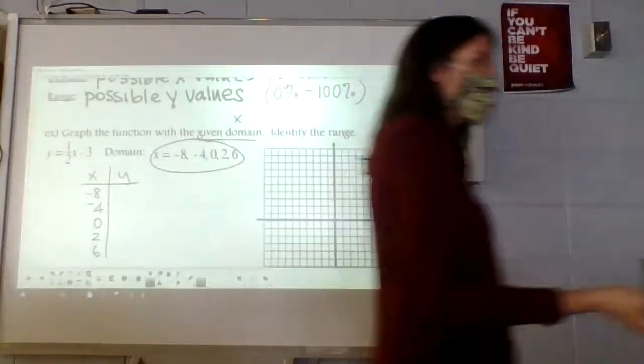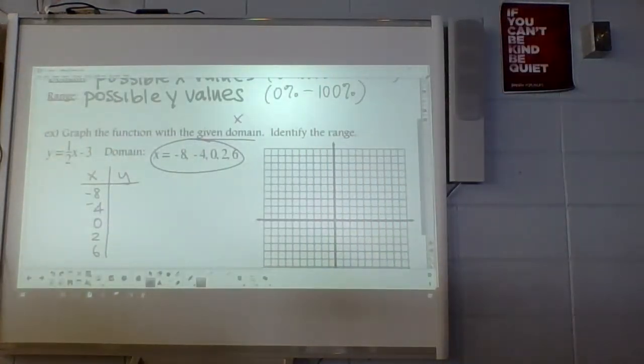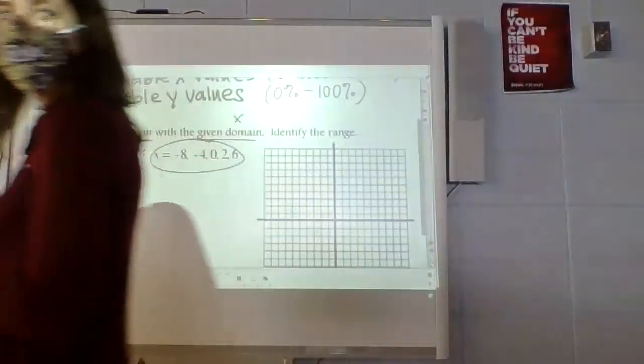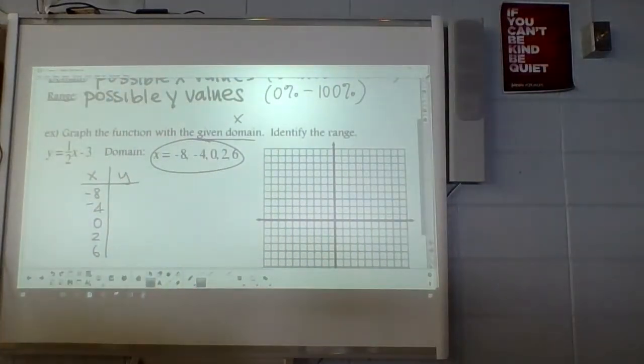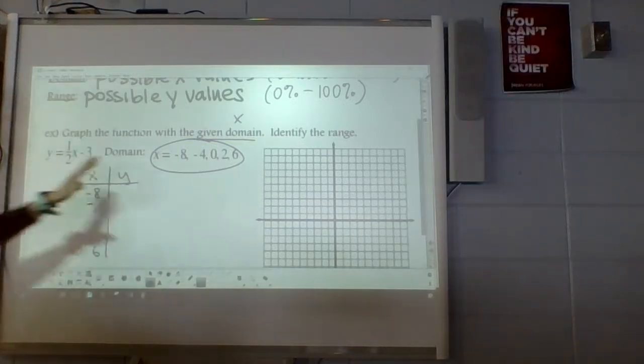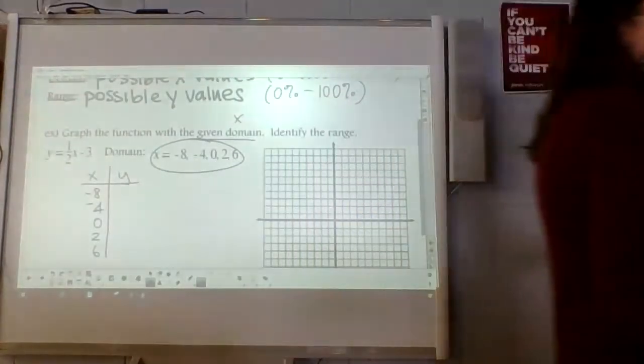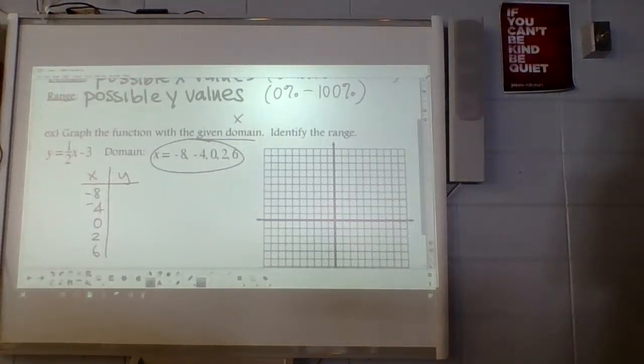They say to find the range then. So if those are my x values, how do I find the range? What are we going to do? Those are the x values. How do we find the range? The range is the y. So what are we going to do? There's another part of this problem we haven't used yet. What are we going to do, you guys?